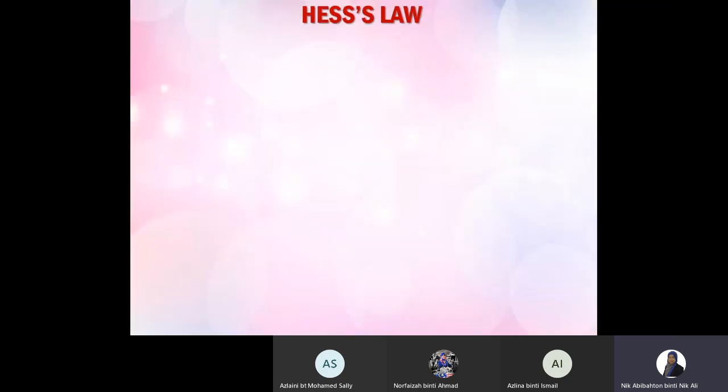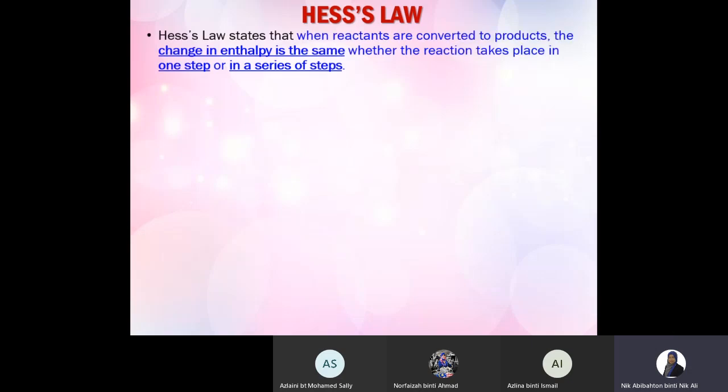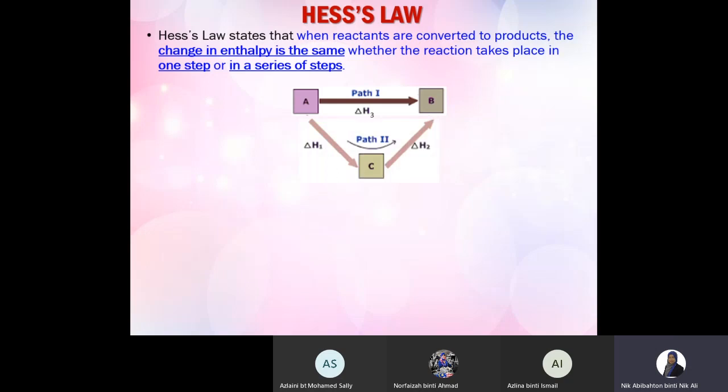In calculation of the data from the Born-Haber cycle, we need to apply Hess's law. Do you still remember Hess's law? Don't worry. Let us look at the definition first. Hess's law states that when reactants are converted to product, the change in enthalpy is the same whether the reaction takes place in one step or in a series of steps. Looking at the diagram, we have path 1 and path 2. Path 1 has only one way, while path 2 has two ways: A will change to C first, after that will change to B.